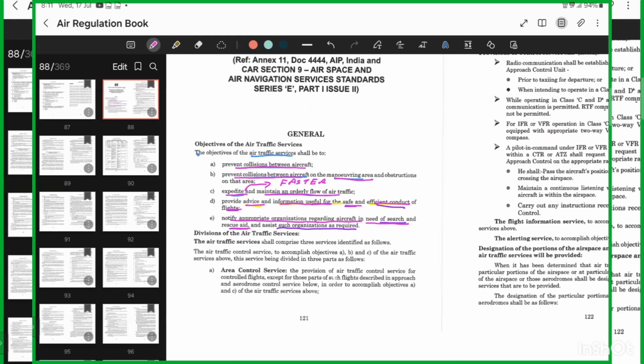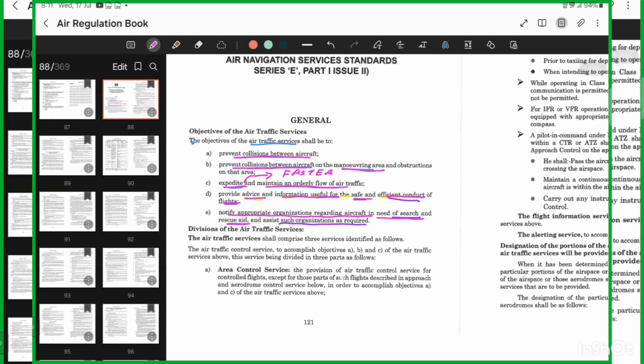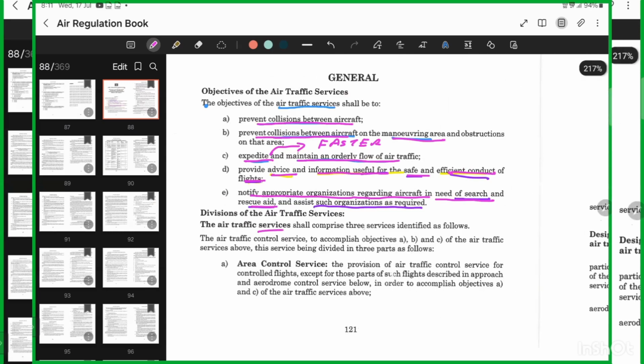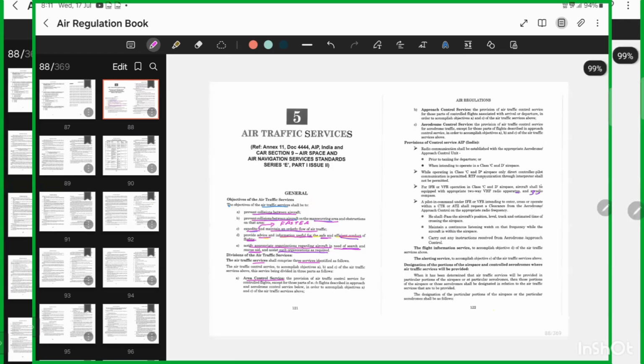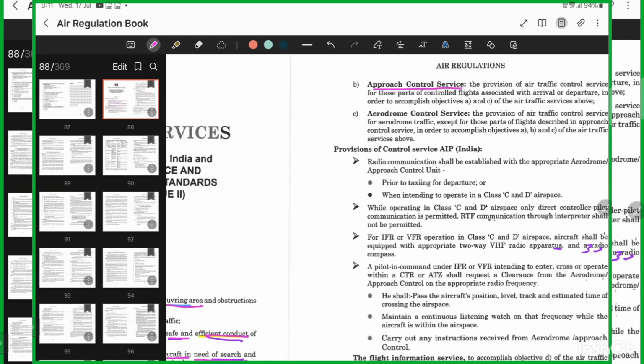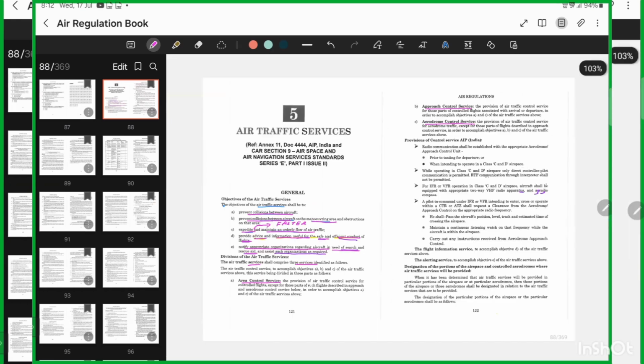There are divisions inside the air traffic services. Air traffic services shall comprise three services which are identified as follows: area control service, approach control service, and aerodrome control service. Okay, three categories are divided. So how shall we do it?